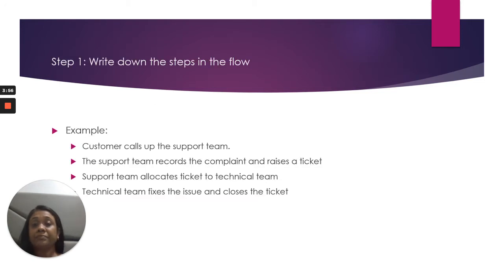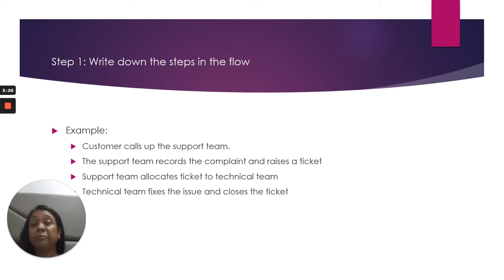Step 1, write down the steps in the flow. If you're a beginner to process flow diagrams, I highly recommend you write down the steps in the flow before you draw it. So here we have taken a simple example of a customer calling the support team of an organization to log a complaint. The support team will record the complaint, raise a ticket and allocate the ticket to the technical team. The technical team will then fix the issue and close the ticket. So let's see how we can show this in the form of a diagram.